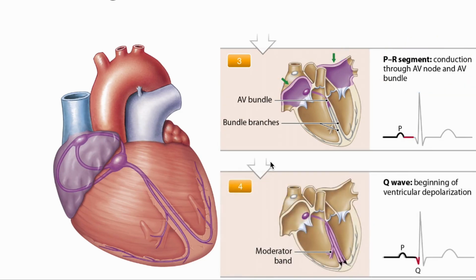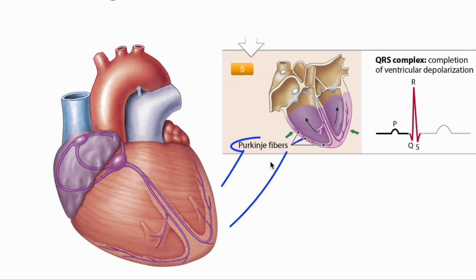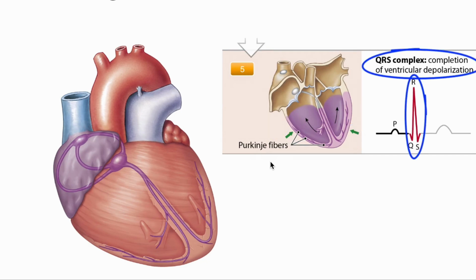Now let's move to step 4. As atrial contraction completes, the impulse moves along the interventricular septum within the conducting cells of the AV bundle, the right and left bundle branches to the Purkinje fibers, as well as the moderator band and the papillary muscles of the right ventricle. In step 5, the Purkinje fibers distribute the impulse throughout the ventricular myocardium, causing the ventricles to contract. We can see this ventricular depolarization on an ECG as the QRS complex. Ventricular contraction, however, begins shortly after the peak of the R wave. The atria are repolarizing at this time, but the repolarization is masked by the QRS complex.